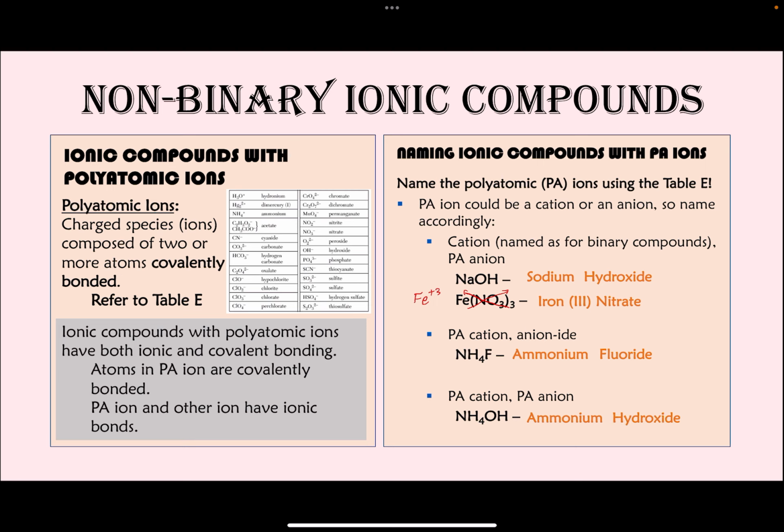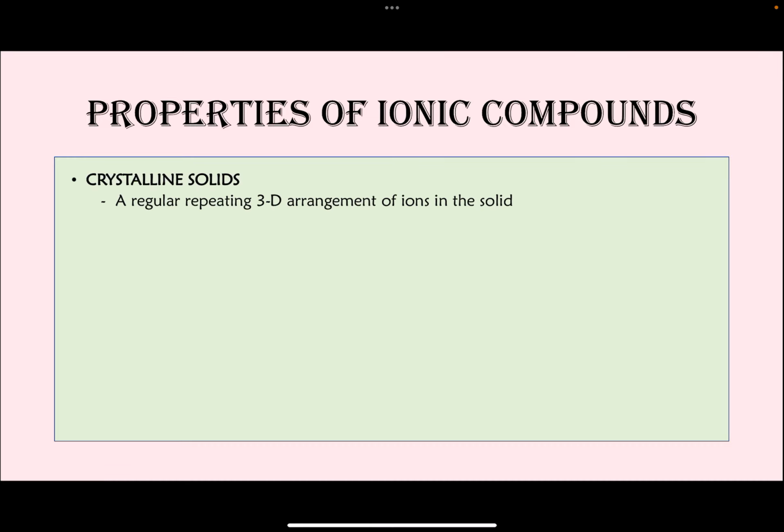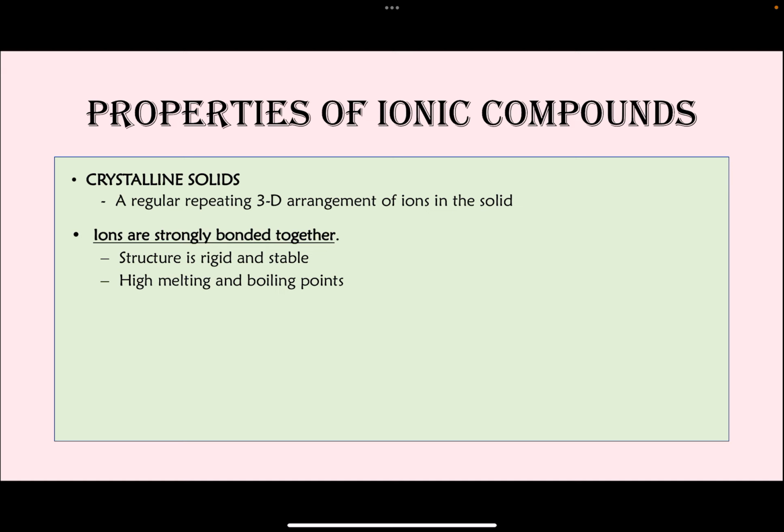All right. So some properties of ionic compounds that we should be aware of. Ionic compounds are crystalline solids, meaning they do have somewhat of a 3-dimensional arrangement of the ions in their solid crystalline structure. They're also very strongly bonded, so that makes their structure very rigid and stable. And because of that, ionic compounds have very, very high melting and boiling points because their structure is so stable and so rigid.